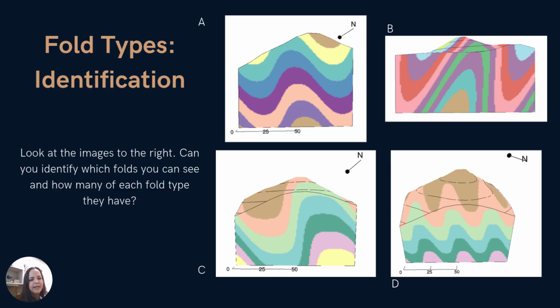All right, so a little activity for you to write down in your notes. Looking at these four diagrams, which folds do you see? How many of these folds do you see? I'm not going to give you the answers in the video because I want you to work on that. So in figure A, how many folds do you see? What types of folds do you see? And do that for each one.